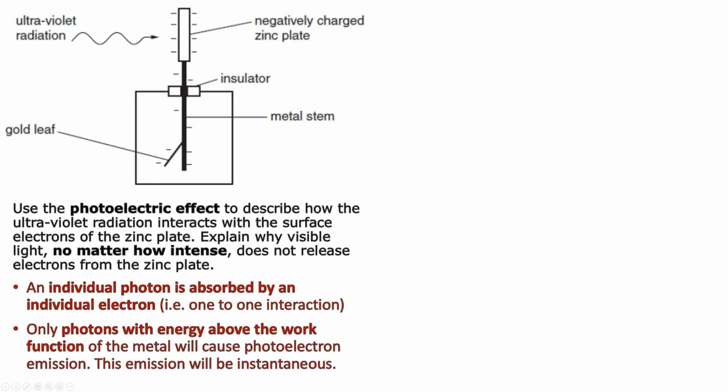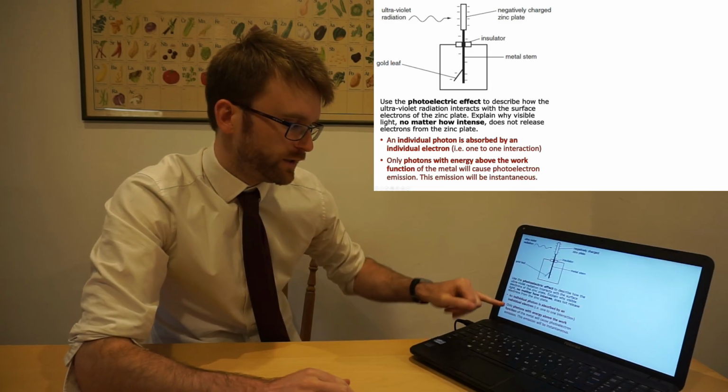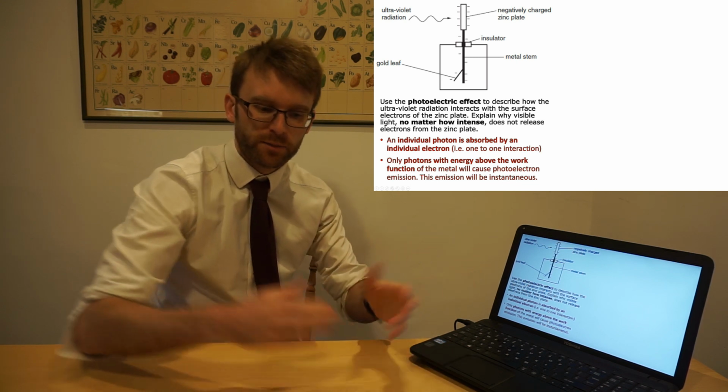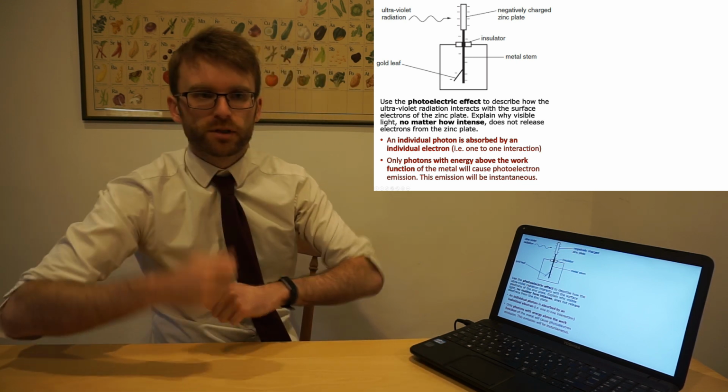Only photons with energy of the work function. So now we're starting to explain why it doesn't work with visible light. Only photons with energy above the work function of the metal will cause photoelectron emission. And we've added in here that that emission is instantaneous. It happens straight away. There's no time delay between, oh, we're going to absorb it, have a cup of coffee and then go.